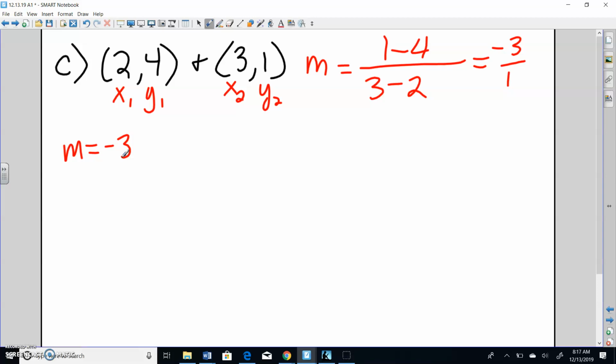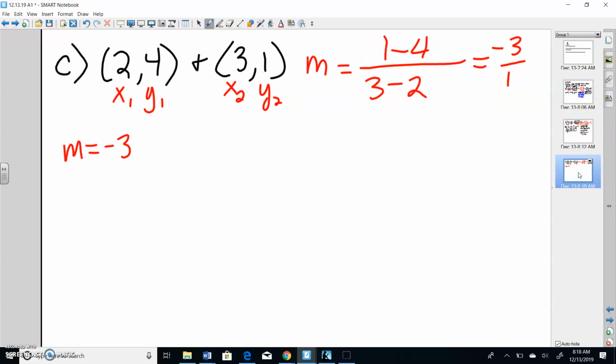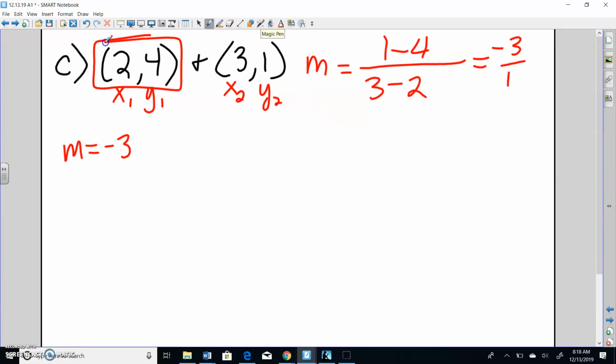Nolan, what's my next step? Okay, so let's look back here. After we found our slope, then we figured an x and a y. And we got that from this point. So you need to pick a point. Which point do we want to use? Do we want to use 2, 4 or 3, 1? 2, 4. Okay. So we're going to use the first point this time, and that's going to give us the value of x equals 2 and the value of y equals 4.